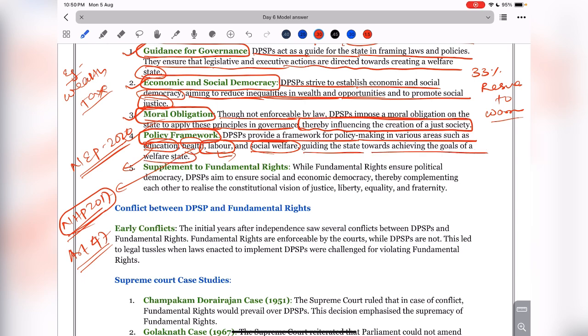Then supplementing the fundamental right. DPSP supplement the fundamental right. Why DPSP? While the fundamental right ensure the political democracy, DPSP aims to ensure socio-economic democracy, thereby complementing each other to realize the constitutional vision of justice, liberty, equality and fraternity. I am giving an example.